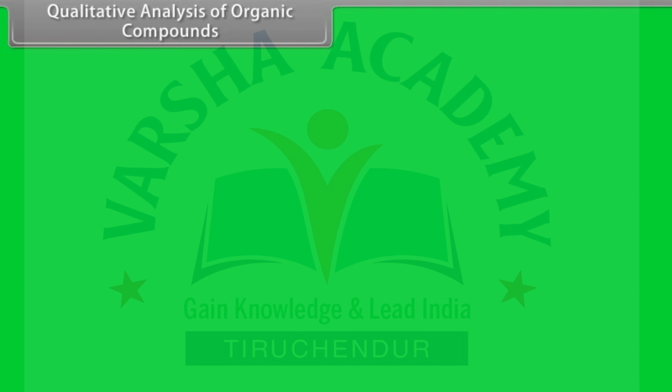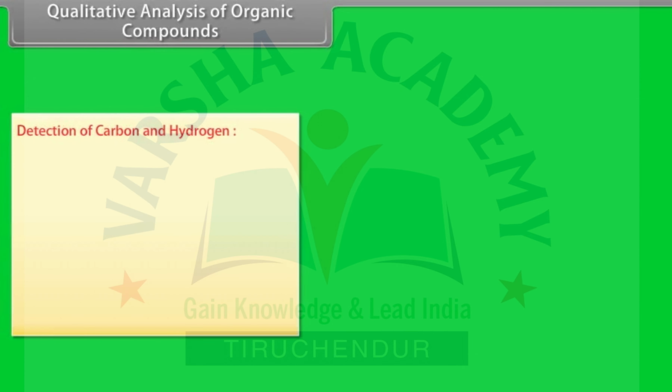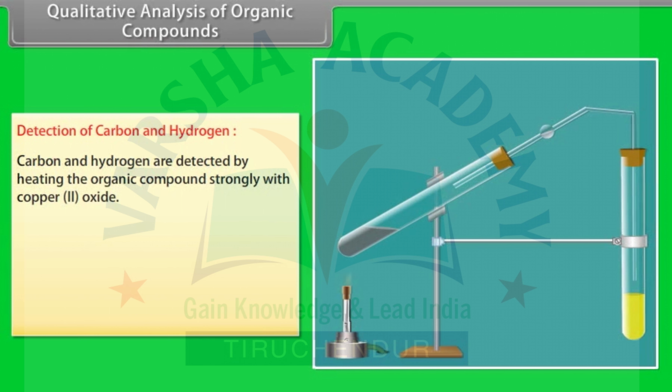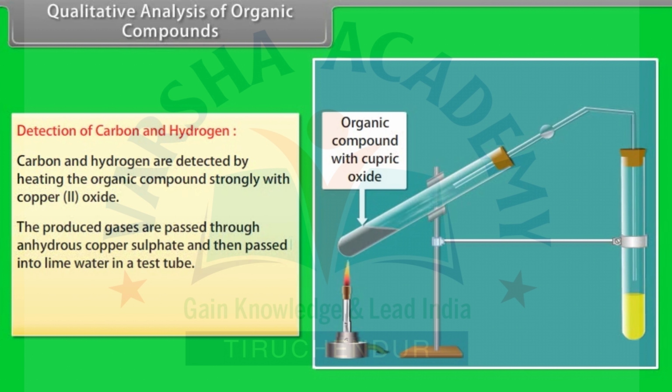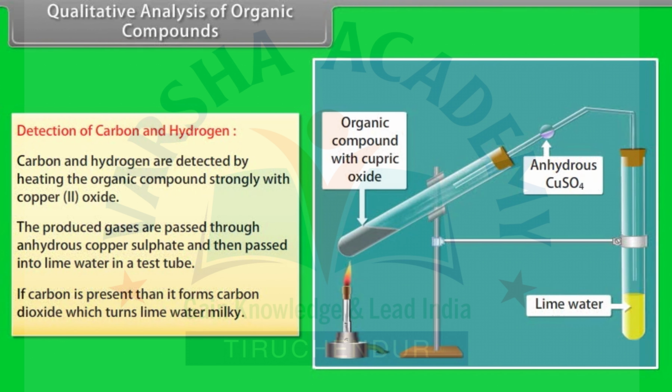Qualitative analysis of organic compounds. Detection of carbon and hydrogen. Carbon and hydrogen are detected by heating the organic compound strongly with copper-II oxide. The produced gases are passed through anhydrous copper sulfate and then into lime water in a test tube. If carbon is present, it forms carbon dioxide, which turns the lime water milky.